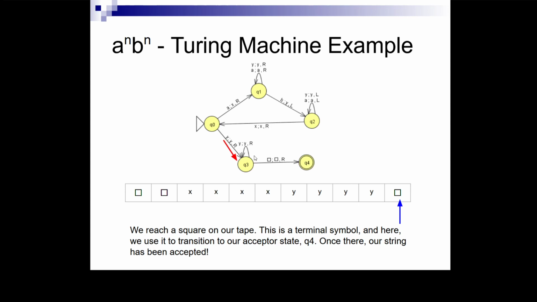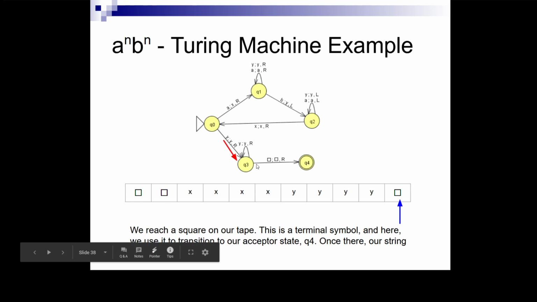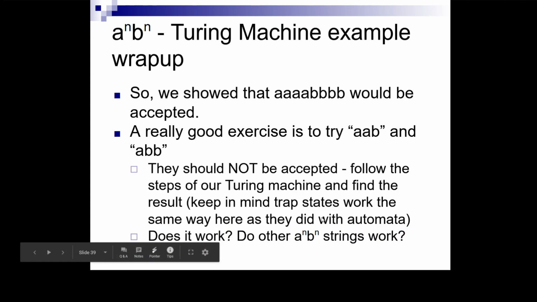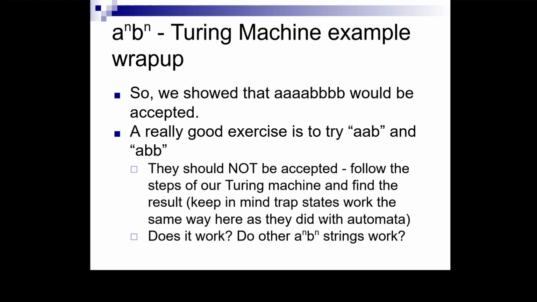If there was another B out here, then from state Q3, if we ran into another B, we'd go off to a trap state. But as long as we make it to the end of our string, to our null terminating character here, without seeing another B, well, then we made it. We transitioned to the right and we are accepted. We're done. So we showed that AAAA, BBBB would be accepted.